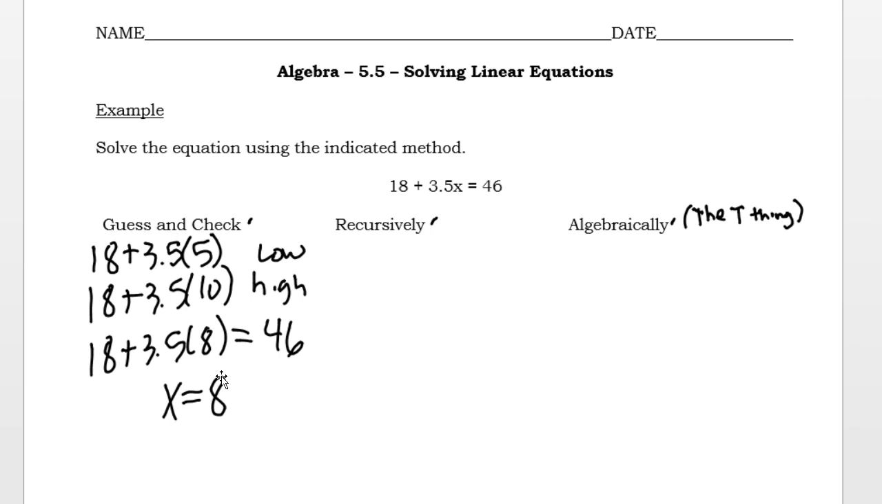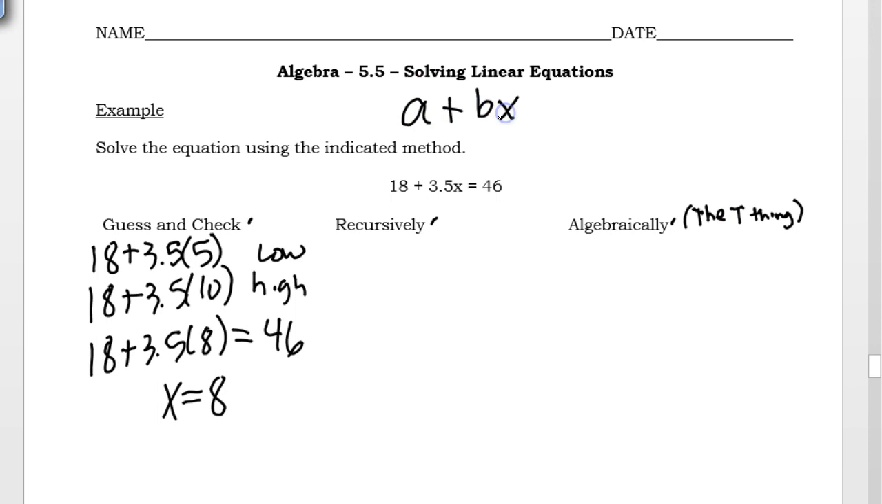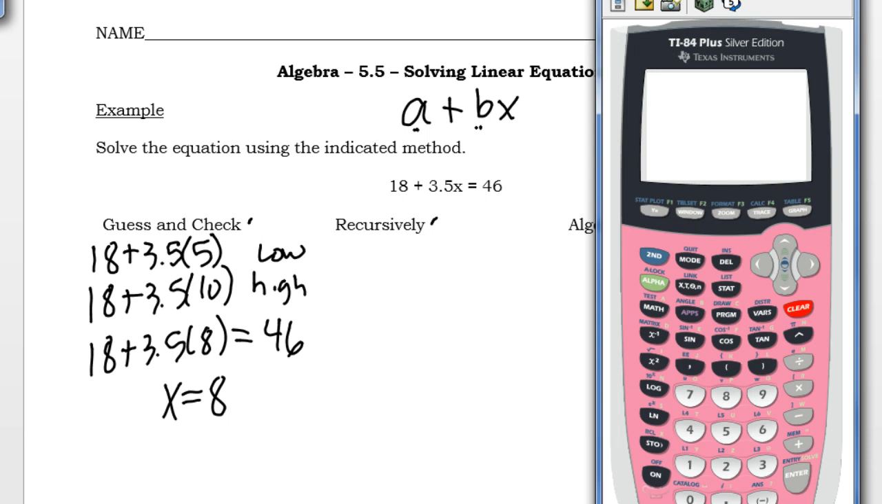Recursively is the start change method. So if I have my calculator, I know I want to try to see 46. I'm in my a plus bx form. I know that I'm starting at 18 and I'm adding 3.5, and it's just how long until I see 46. Starting at 18, I'm adding 3.5, and after 1, 2, 3, 4, 5, 6, 7, 8 enters, I found the number 46.